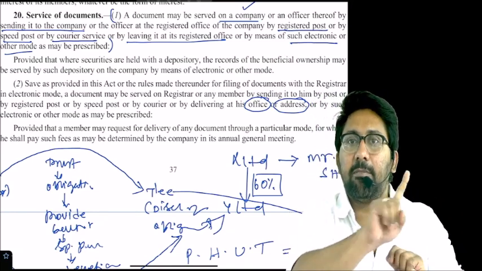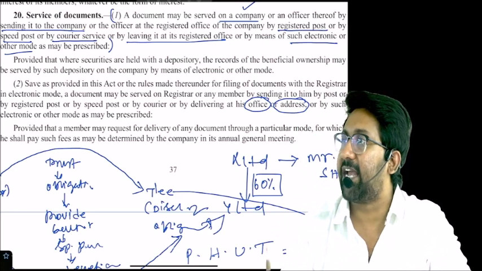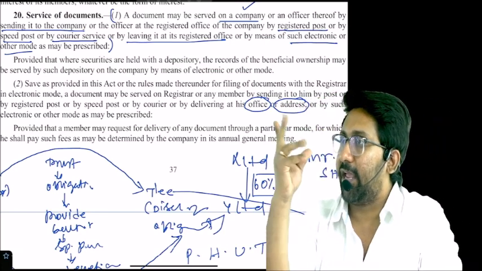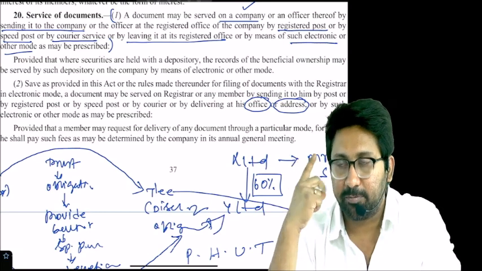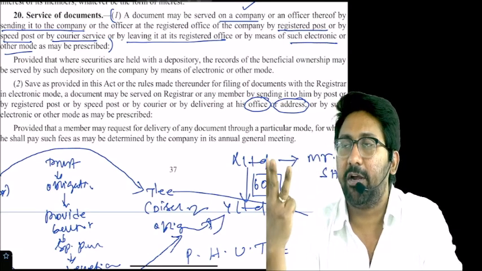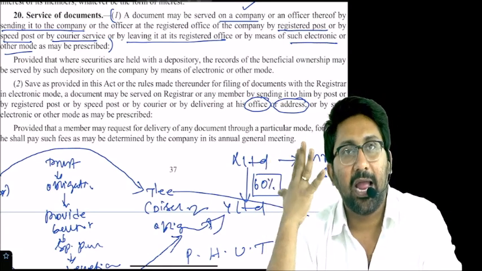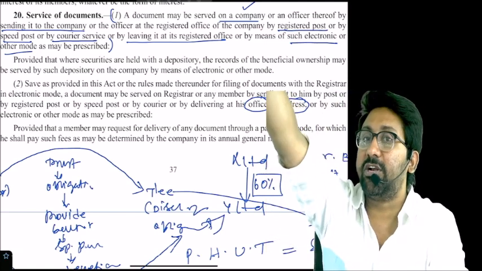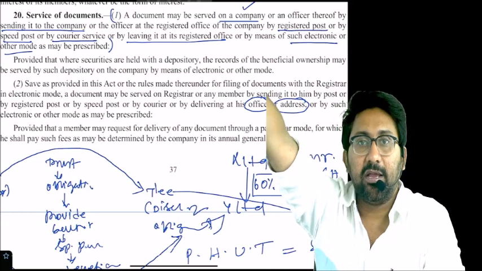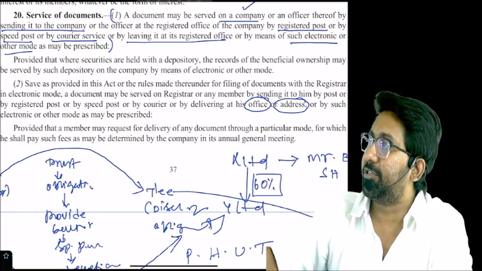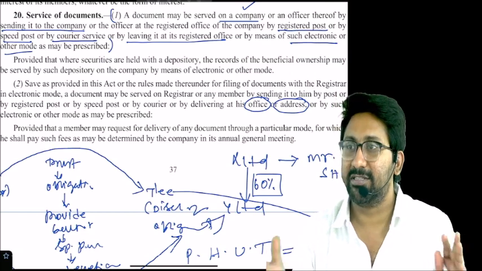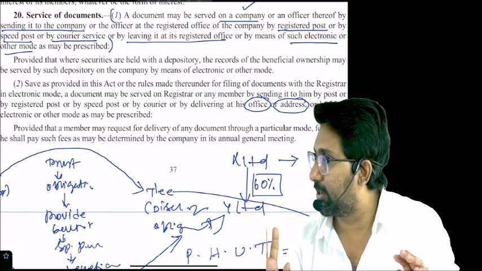Reverse case. The company wants to give a notice to the ROC, other than filing through the MCA website. Tell me now. I can give by registered post, speed post, courier, hand delivery, electronic means. There I have to send to which place? First case, registered office. Here you have to send to which place? Office or address. That's all. This is what he wants to convey. Everyone understood the point clearly, yeah?